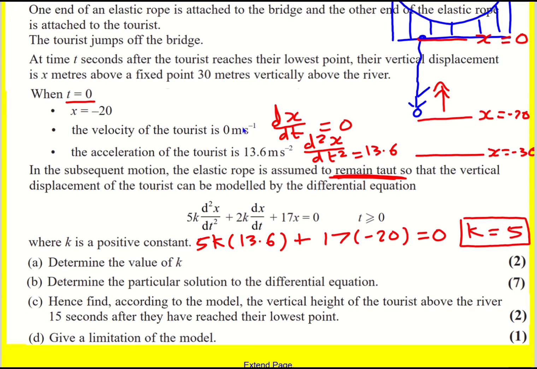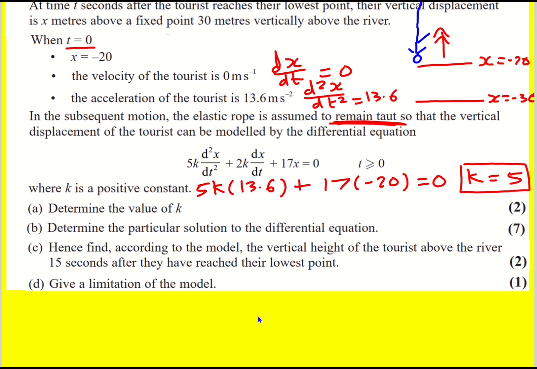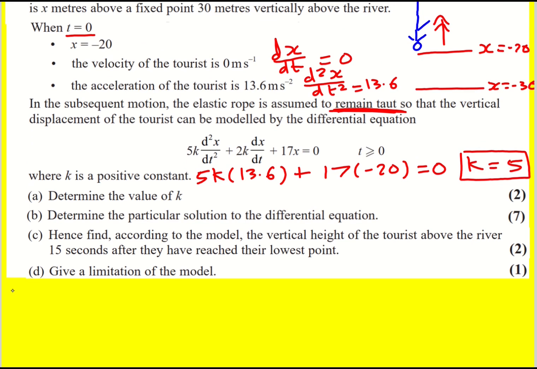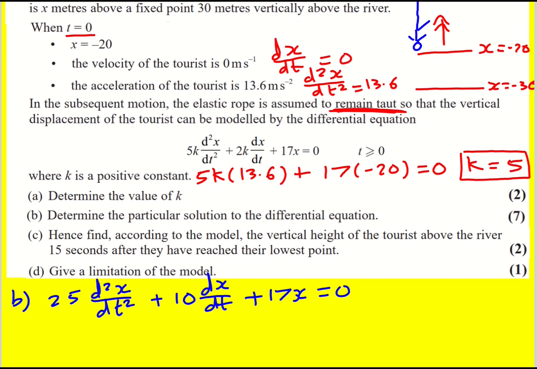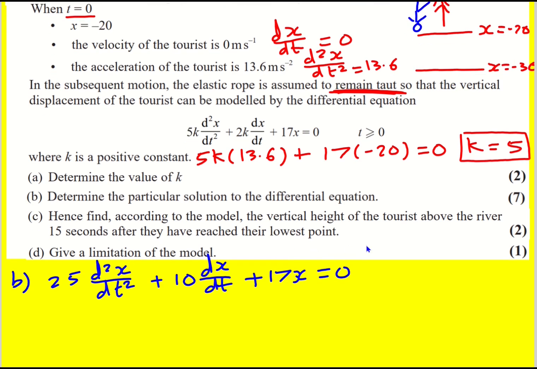Now we're asked to determine the particular solution. So I'm just going to write down my equation again, but with k substituted in. 25 d2x by dt squared plus 10 dx by dt plus 17x is equal to 0. Now this is a homogeneous equation. There's no function on the right-hand side, so we don't have to deal with a particular integral, just the complementary function by itself. And we try x equals A e to the kt.